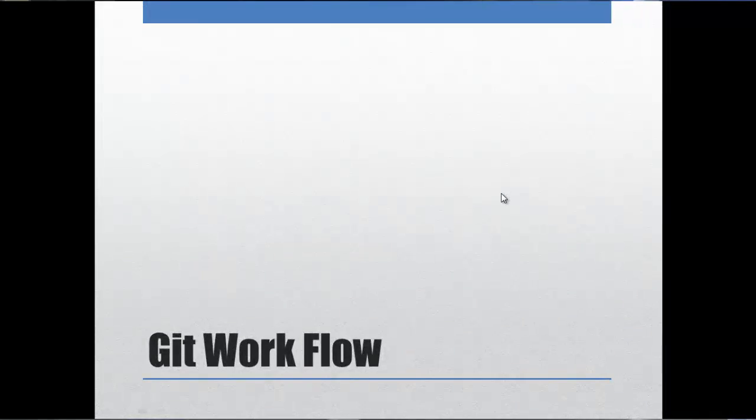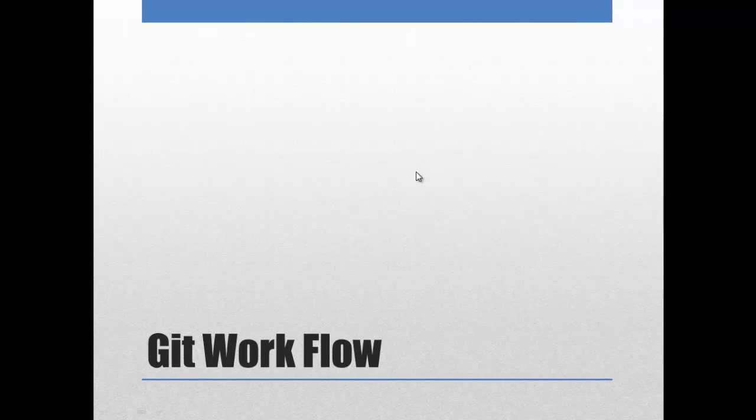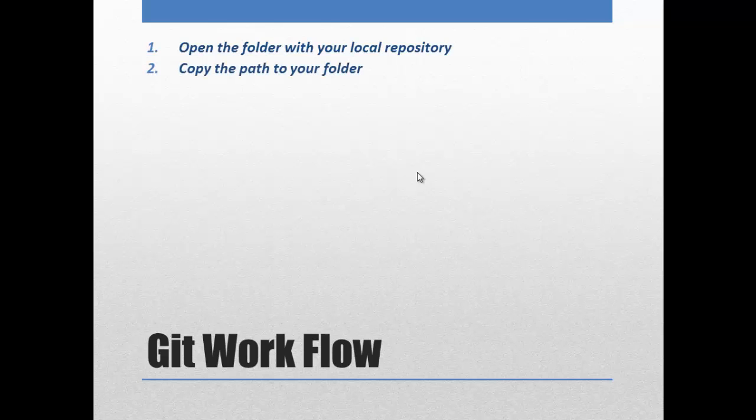Okay, so once you're working on Git and you want to get going, what you're going to want to do is follow this general workflow. First thing I do, if I haven't begun working yet for the day, I open the folder that has my local copy of the repository. I get the path to my folder and I copy it.